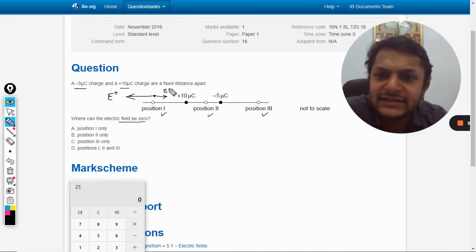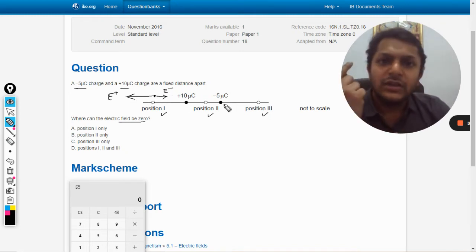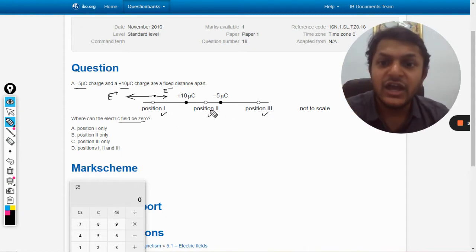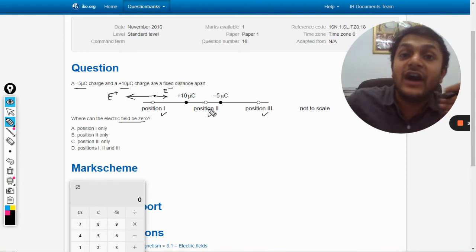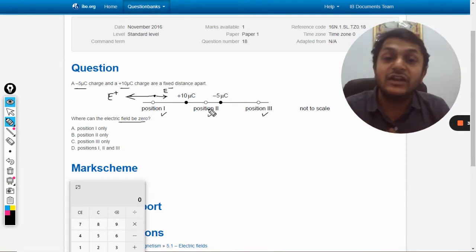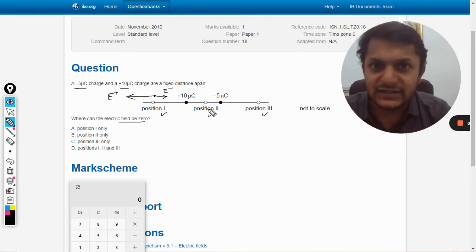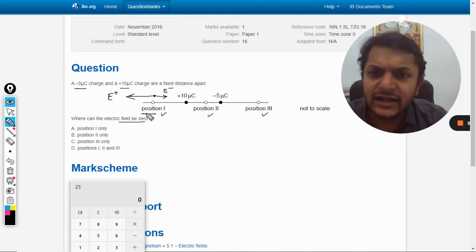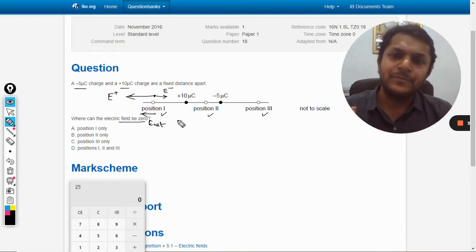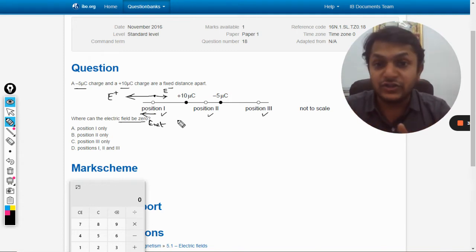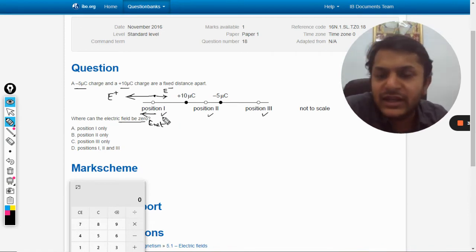Why will the force be lesser? Because number one, the negative charge is lesser. It is half of the positive charge. And moreover, it is even farther away from position one. So I can say that E minus will be much lesser than E plus. So E plus will be greater than E minus, and E net will be in the left direction. So there is no chance that it will ever be zero. So position one, it will not be zero.